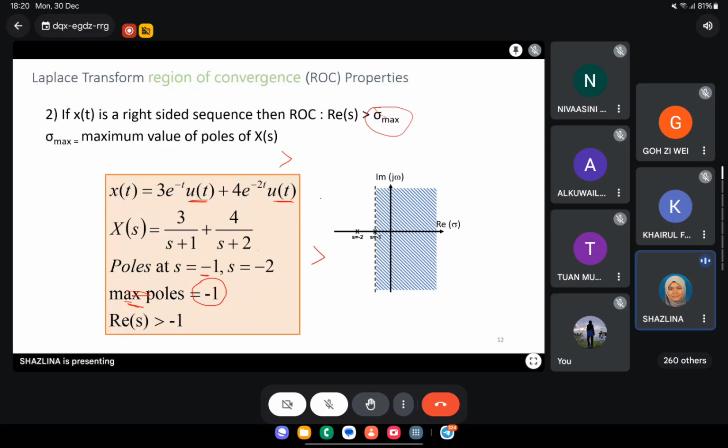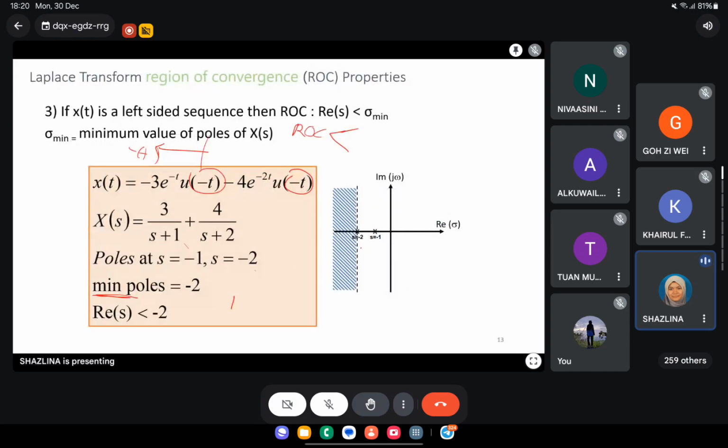When you plot, we go back to the previous question. You have to plot both poles. In this case, you have two poles, -1 and -2. The ROC is bigger than -1, so you draw a line at the pole -1 and then you shade. Bigger means the right side, smaller is the left side.